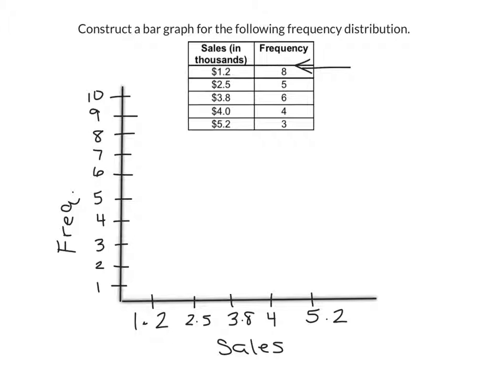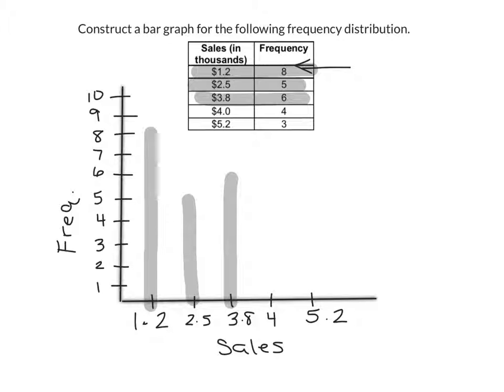So the frequency that corresponds to 1.2 is 8. So at the 1.2 mark on the horizontal axis, I'm just going to draw a bar all the way up to 8. So that's my first bar. Then with 2.5, I'm going to move my bar all the way up to 5. 3.8 has a frequency of 6. So I'll start at 3.8 and then I'll graph until 6 on the vertical axis. 4 has a frequency of 4, so I'll go up to 4. And then 5.2 has a frequency of 3, so I'll go 3 up. And that is my bar graph.